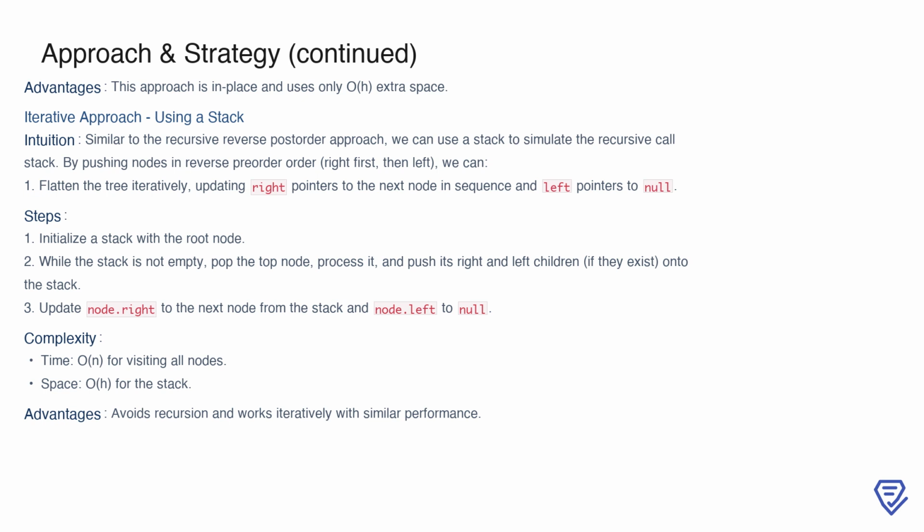During the process, we update each node's right pointer to the next node in sequence and set the left pointer to null. The algorithm involves initializing a stack with the root node, then repeatedly popping nodes from the stack, processing them, and pushing their children. Like the recursive method, this approach has a time complexity of O(n) for visiting all nodes and a space complexity of O(h) for the stack. It avoids recursion and provides a more iterative perspective while achieving similar performance.